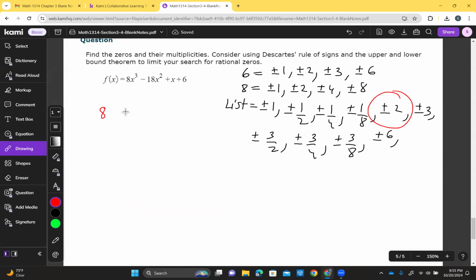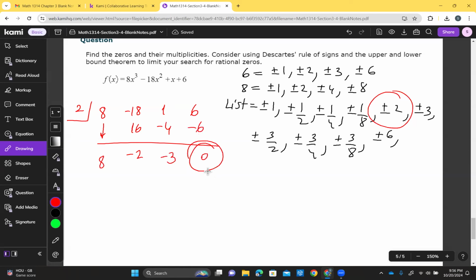8x cubed, negative 18x squared, 1x, and 6. And we want to check if 2 is going to work with these numbers. Bring down the 8, multiply, add. Multiply, add. Multiply, add. And yes, I got the remainder of 0, which is very nice. That means 2 must be a zero for this question. So we know that definitely 2 is one of the zeros that we're looking for.